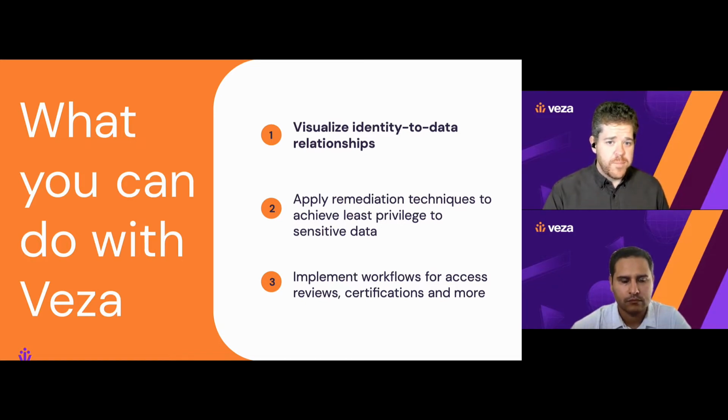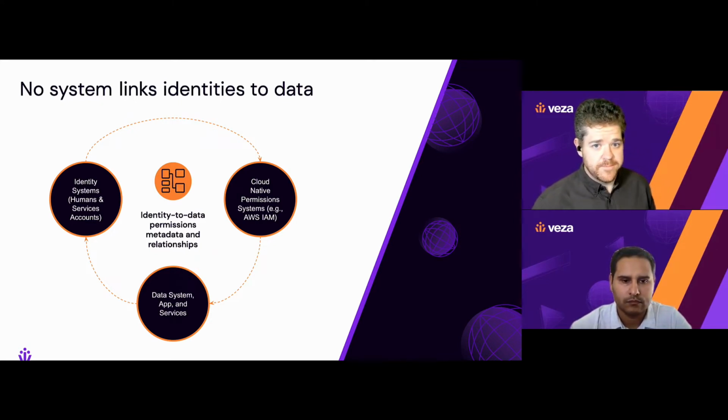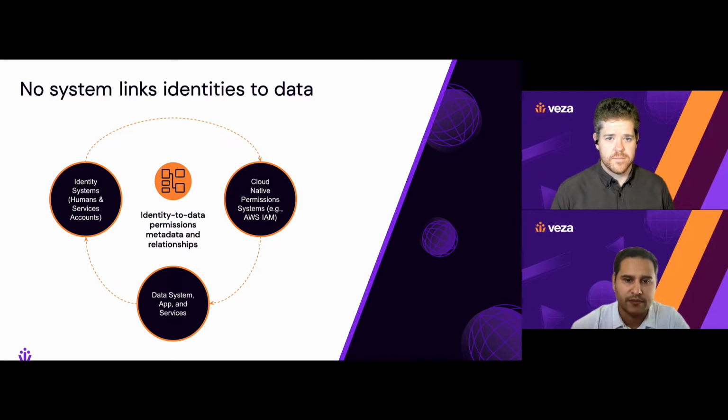So beginning with visualizing identity to data relationships, let's start with why it's been so hard historically. A key reason is that the information you need to link identity to data doesn't live in just one system, right, Joe? That's right. The metadata that you need to link identities to any one piece of data typically lives across three different systems: your identity system like Okta, your cloud native permission systems like AWS IAM, and the data system itself, a data lake like Snowflake, a cloud storage bucket, or even a SaaS application.